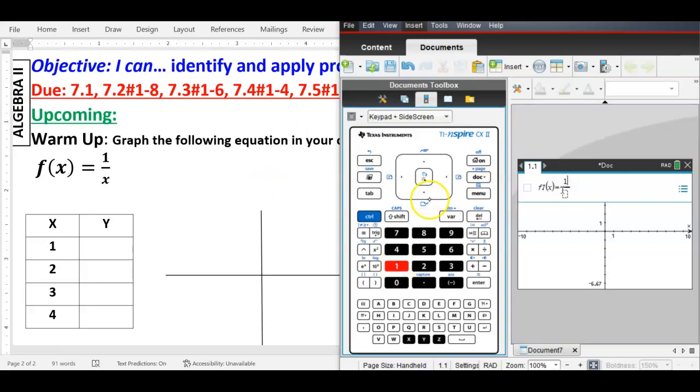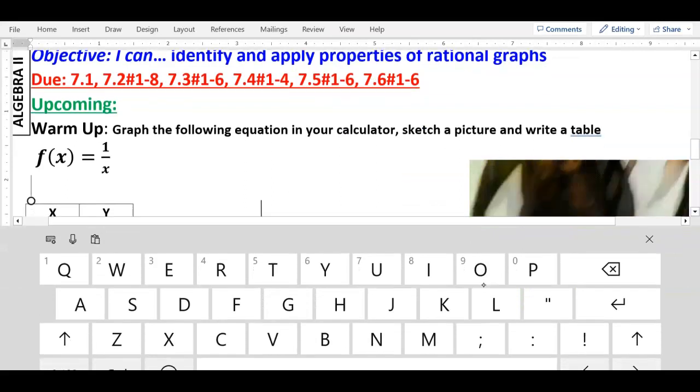1 on top, go down. X. 1 over x is, hold on, there. Looks like this. Now you see those two curves? That's the rational graphs. Let's go ahead and graph that.